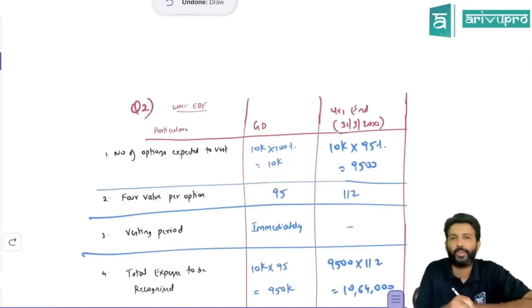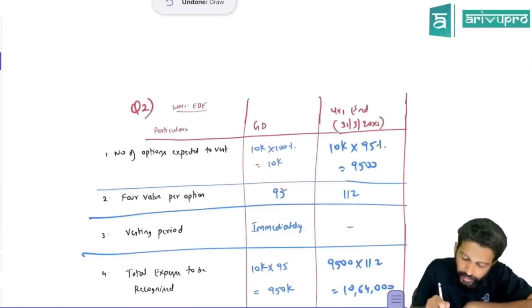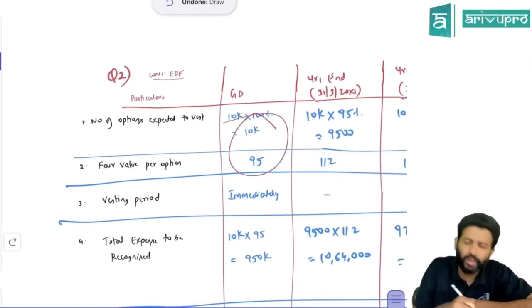So 10,000 options will get vested. On the grant date, what is the fair value? Here it is told, 95. Okay, 95. What is the vesting period? Immediately, there's nothing. That means the entire expense has to be booked on the first day itself.